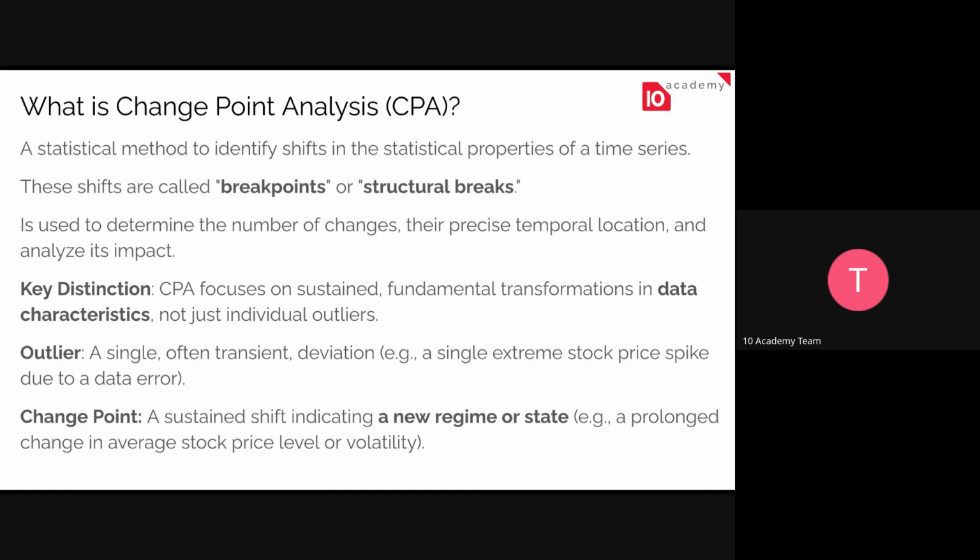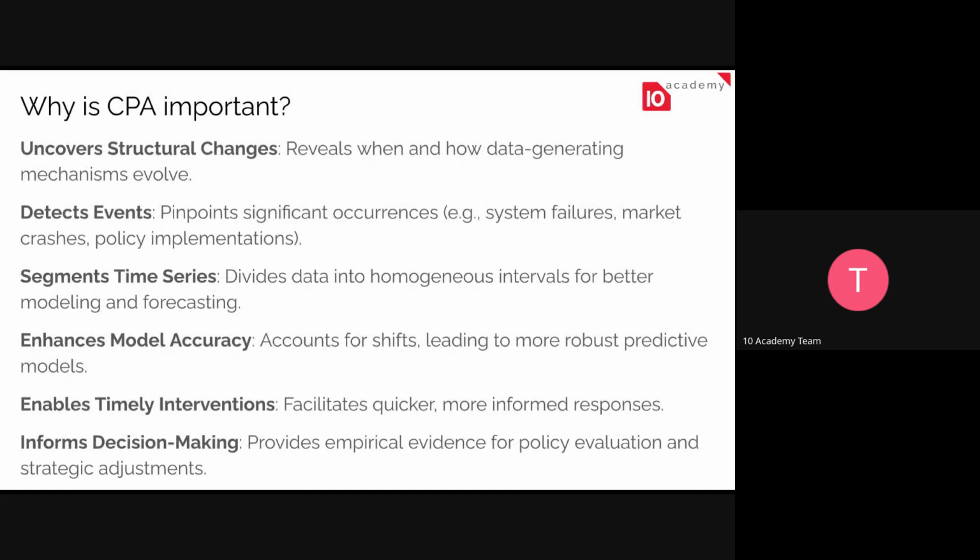I think this word really defines it very well: a sustained shift indicating a new regime or state. After the change point, the state actually changes, or the statistical property changes. That's why it's different from outliers. So is that clear, guys? Just to be on the same page on the definition of what we're going to be doing. Okay, good. If you have questions, please ask.